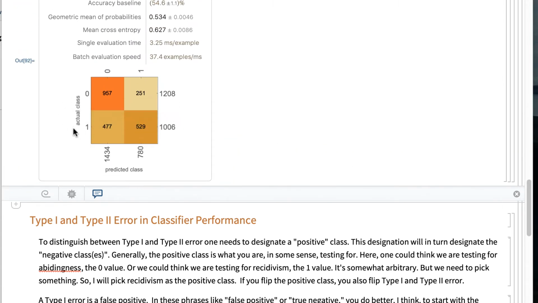If you put reality on the rows, as I like you to do, and your prediction in the columns, as I like you to do, and you put the positive class last, then type 1 errors are in the first row off diagonal, and type 2 errors are in the second row off diagonal. Another way to remember it is that it goes true negative, false positive, false negative, true positive.